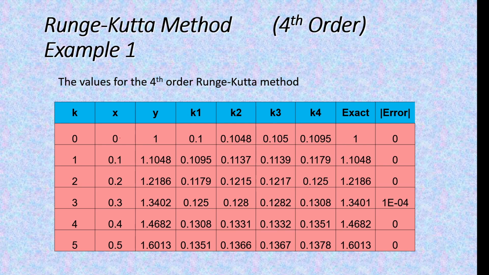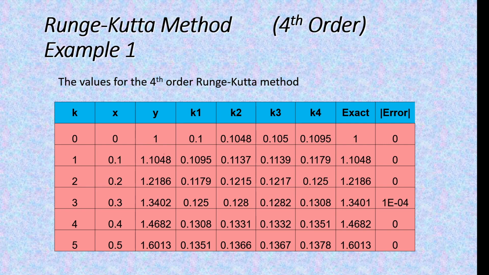Solve for x from 0, incrementing by 0.1 up to 0.5. When x is 0, y is 1. And then you need to calculate k1, k2, k3, k4. Given the exact function, you can tabulate it using the table format. Then you can calculate the absolute error. Given x naught, y naught, you can calculate k1, k2, k3, k4.